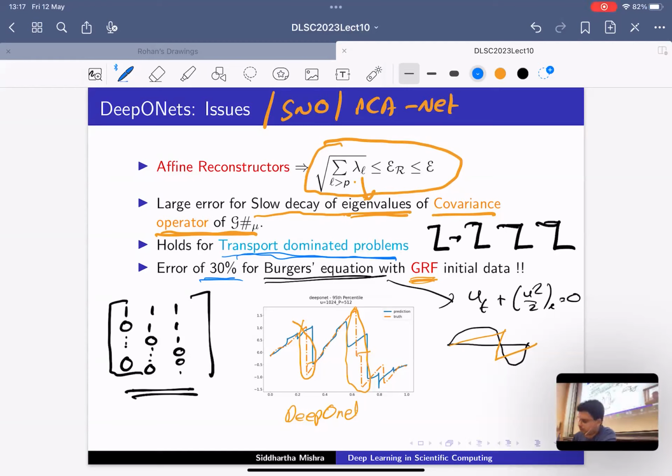I could have started with this, because it's a very natural construction in some sense. So neural operators, this is the alternative. What is the idea?